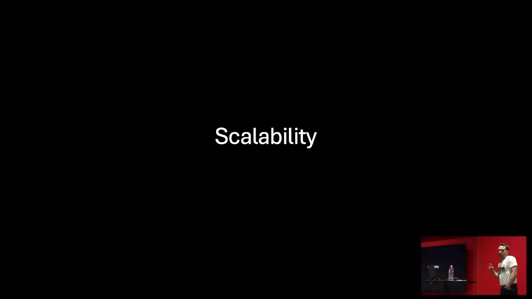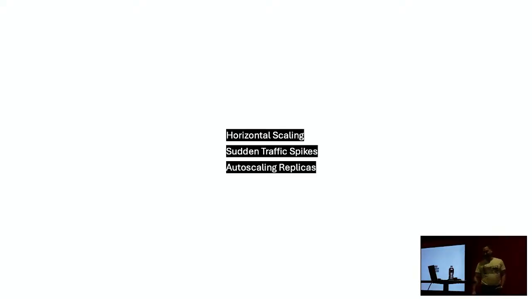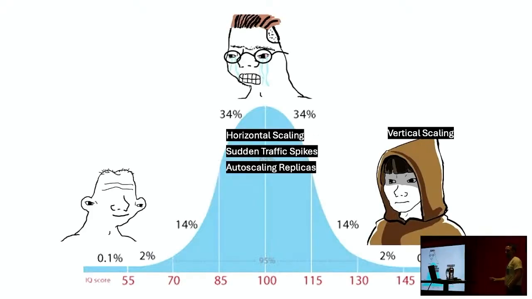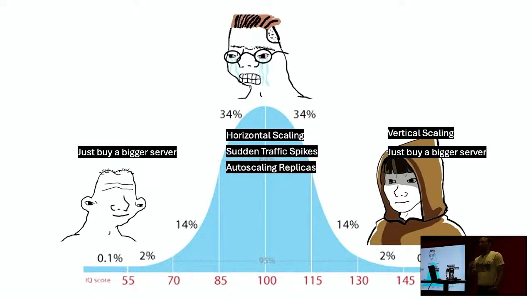But the one thing that we haven't talked about is scalability. There's horizontal scaling for sudden traffic spikes, auto scaling or replicas and stuff like that. And on the other hand, I would have vertical scaling, which would roughly be that picture. Just buy a bigger server.